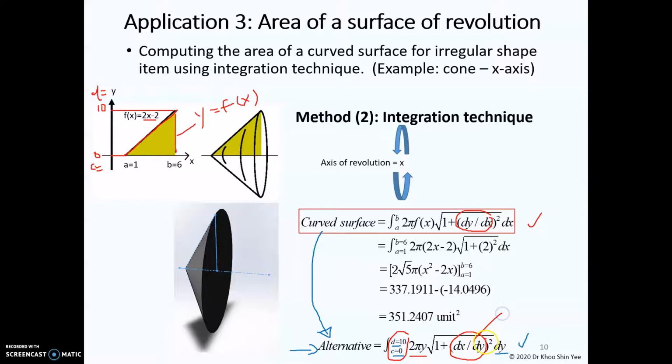To find dx over dy, you need to know what your y is. Since y is equal to 2x minus 2, from here you obtain x is equal to (y plus 2) divided by 2. So you obtain y over 2 plus 1. And then differentiate x with respect to y, you should obtain 1 over 2 only. Therefore, you can substitute this inside. You should be able to obtain the same answer after you solve this integration.